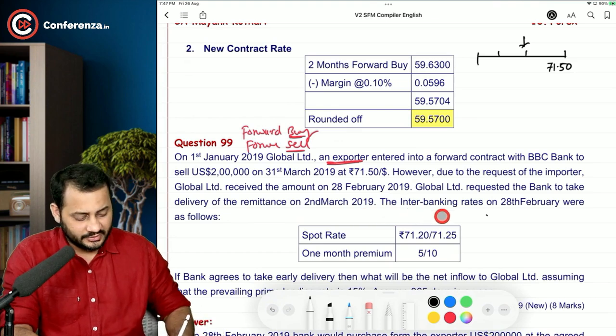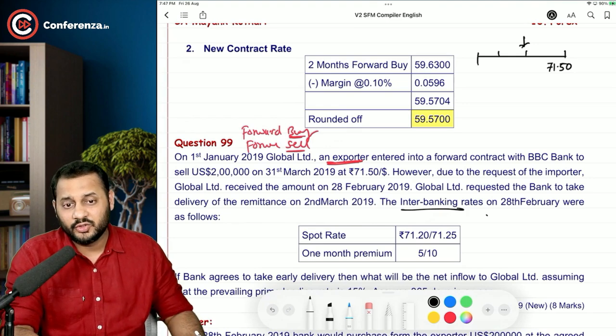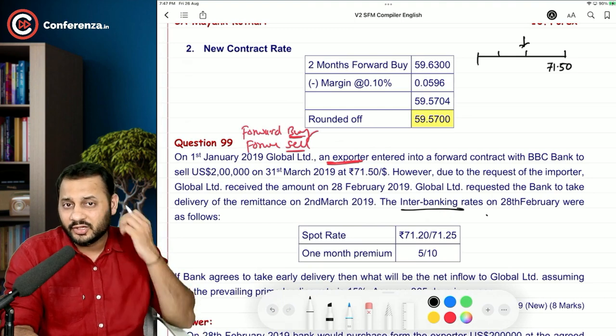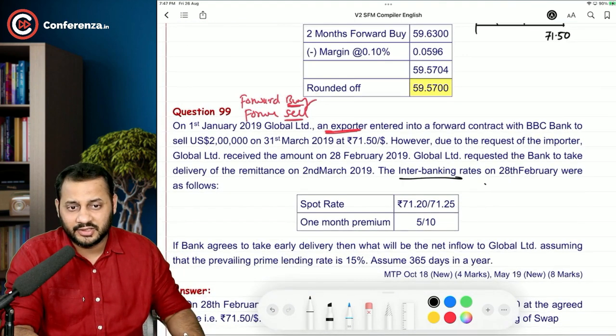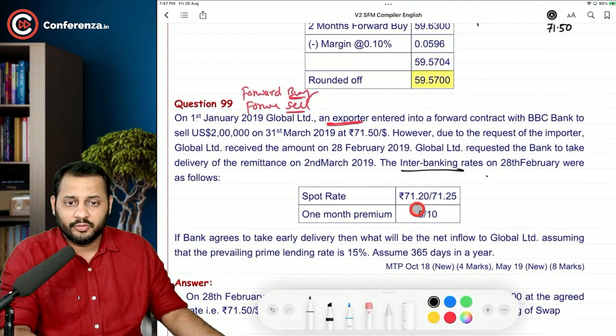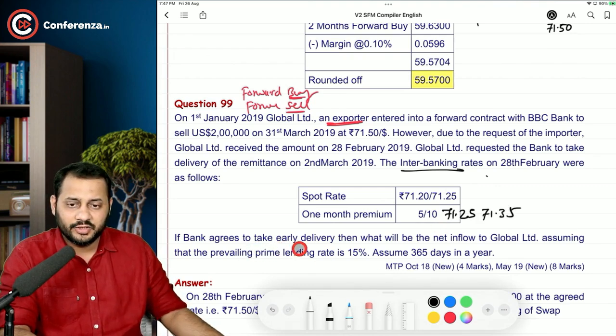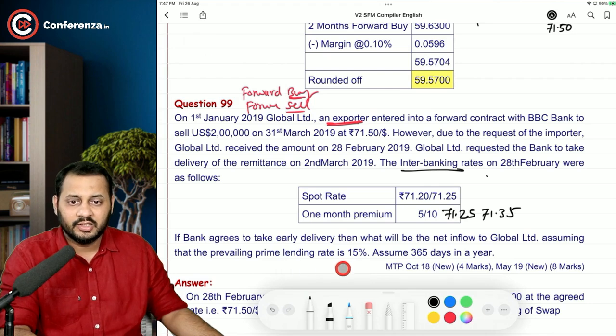The interbank rates, without adjusting the margin. Whenever you apply the rate to the customer, the merchant rate has to be considered, and whenever you take the rate for an interbank transaction, no margin has to be adjusted. Spot rate of 71.20 to 71.25 and 1 month premium is 5 and 10. That means it is 71.25 and 71.35. If the bank agrees to take early delivery, then what will be the net inflow to Global Limited, assuming that the prevailing prime lending rate is 15%. Assume 365 days in a year.